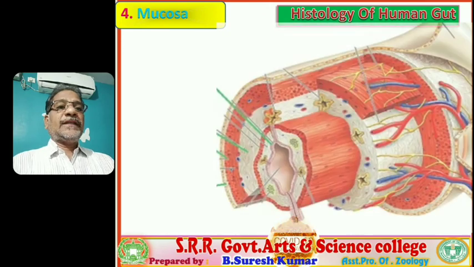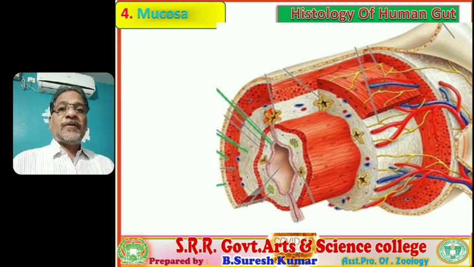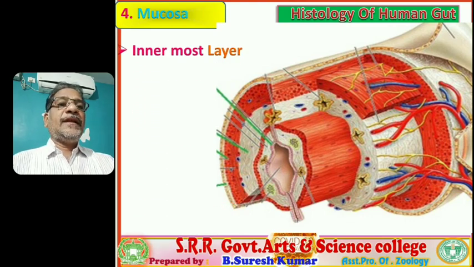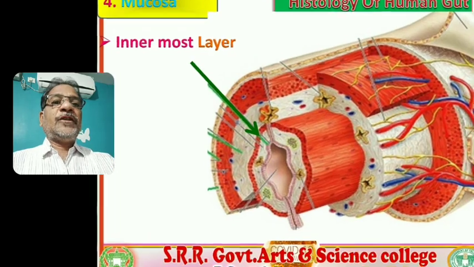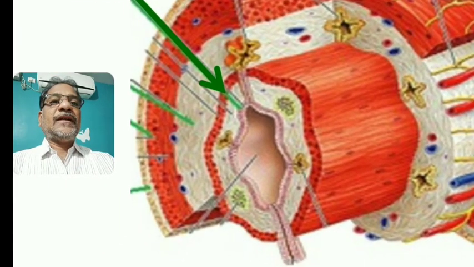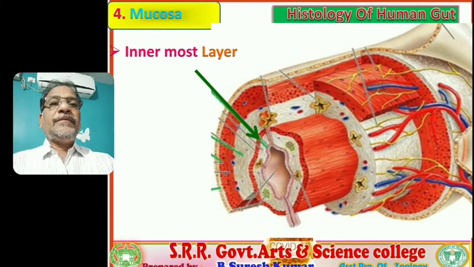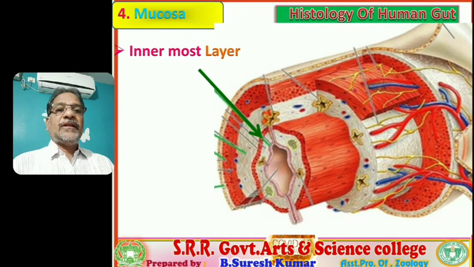Let's discuss the last and final innermost layer, that is the mucosa layer. The mucosa layer is completely the innermost layer. You observe this visual. This is the mucosa layer. Why is such a name given to it? The mucosa layer mainly consists of the epithelial lining, which contains abundant goblet cells. Those goblet cells secrete mucus.